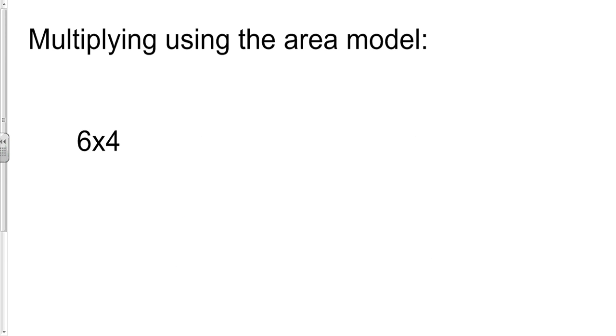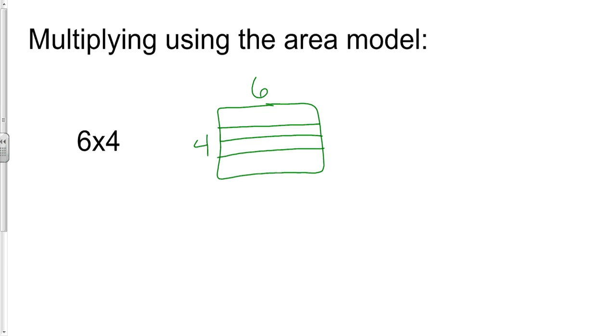So we're going to start by showing you how to use the area model for just multiplying two numbers. So if we were doing 6 times 4, we would say we have 6 on one side, 4 on the other. So that means we have 4 rows, and we have 6 columns. So 4 rows, 6 columns, and if we were to count up all of the boxes inside, we get to 24 total boxes. So that tells us that 6 times 4 is equal to 24.